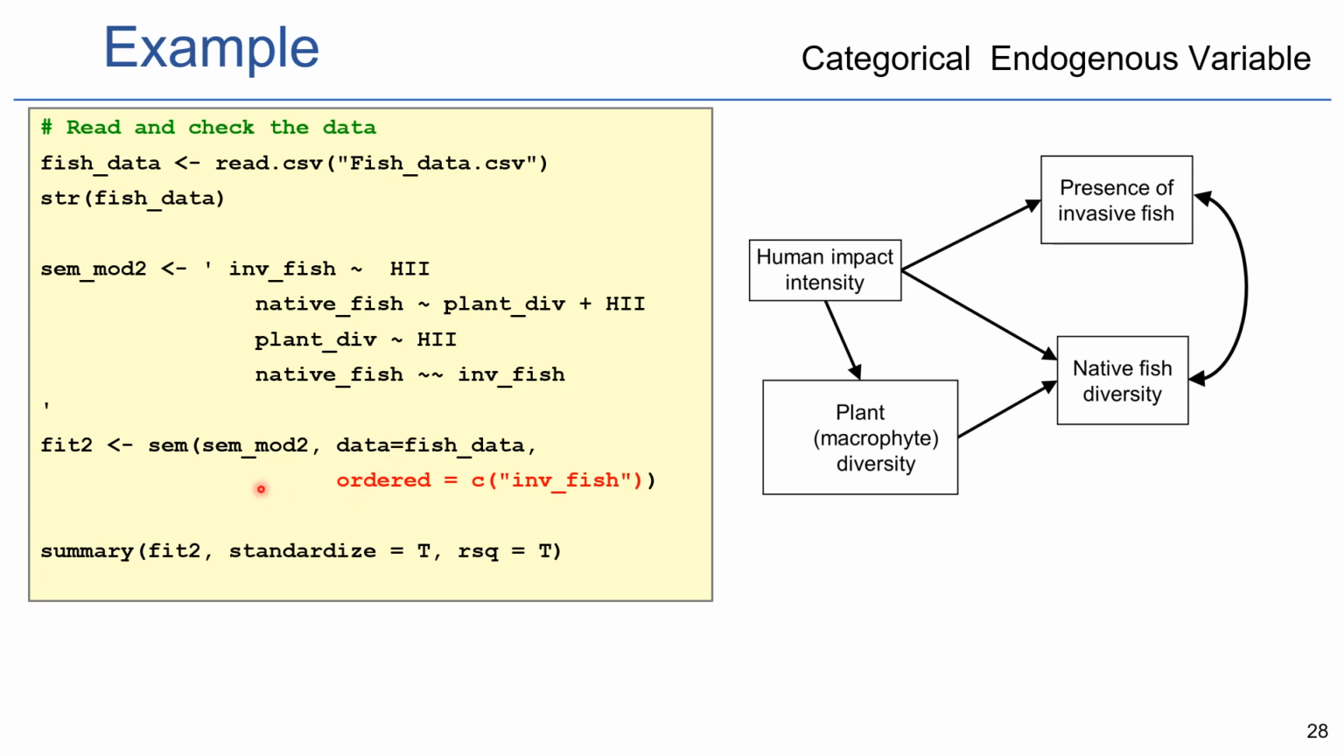And now when we want to fit our model to the data, we have to specify which of our variables is categorical. For this, we use the argument ordered, and we name which variable is categorical. So for us, it's invasive fish. And then we just use summary to extract the results.